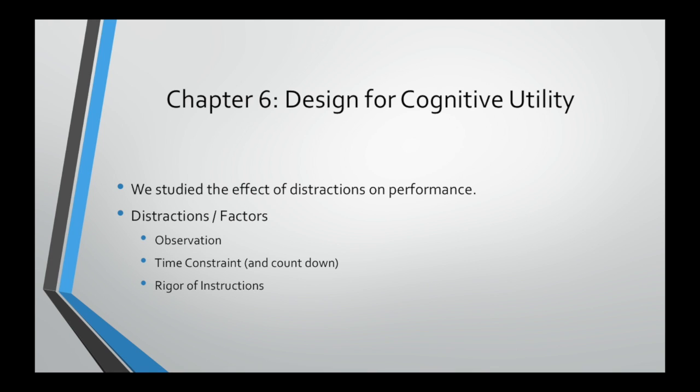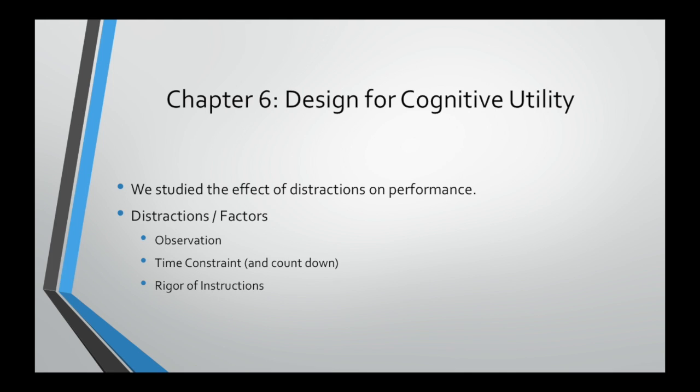For this study, we looked at the effect of different distractions and stress factors on someone's ability to quickly and accurately build a LEGO car assembly. The three distractions or stress factors that we looked at for this time study are observation, time constraint with a countdown, and the rigor of the instructions provided.